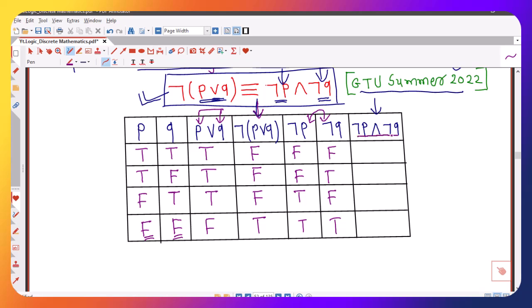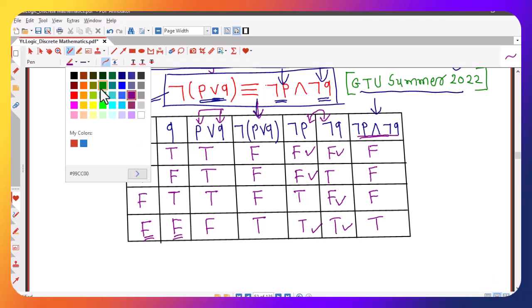This is true if negation P and negation Q both are true, and it is false if at least one or both are false. So here in the first case both are false, therefore this is false. Here this is false, therefore this is false. Here negation Q is false, therefore we have truth value F here, and here in the last case both are true, therefore we have truth value T here.